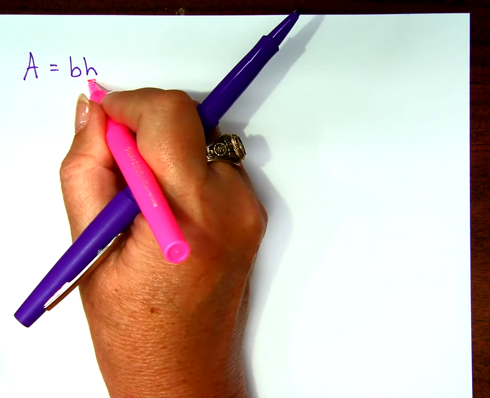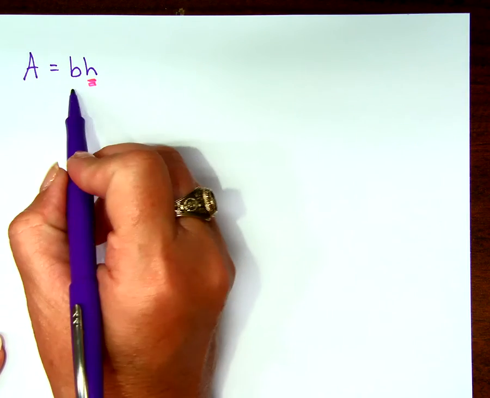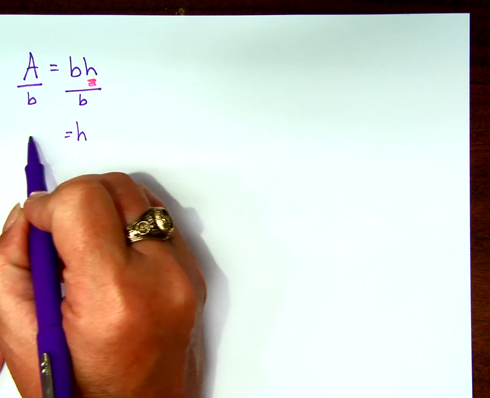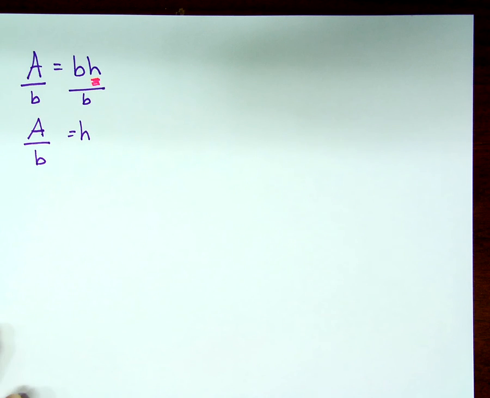What if I tell you we're going to do a whole bunch of problems where we're trying to figure out the height? Wouldn't it make more sense if the formula was solved for height? It would, right? So how do I solve for height in this problem? Divide by B, both sides, right? So height actually equals the area divided by the base. Okay, done.